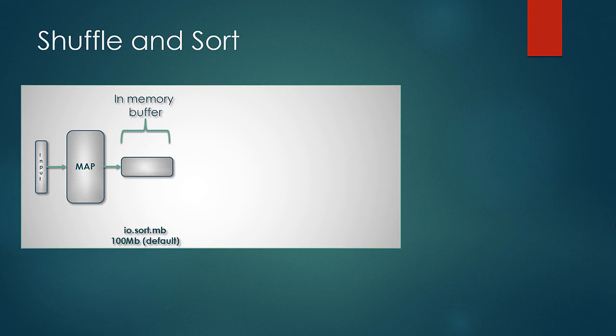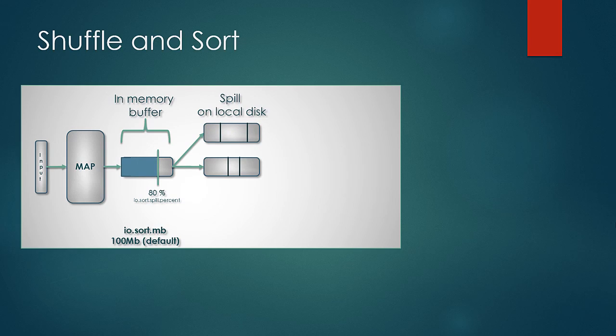As map writes, the buffer fills up, and when the buffer reaches a threshold, which is by default 80%, a background thread will start writing the buffer contents to the local disk. Map's output continues to be written to the buffer while the spill takes place. If the map has more output, it may fill up the buffer, and in that case, map would be paused for a while till the spill empties the buffer.